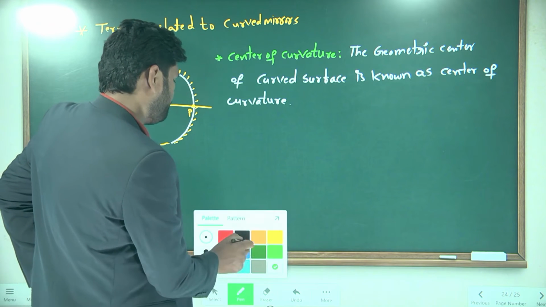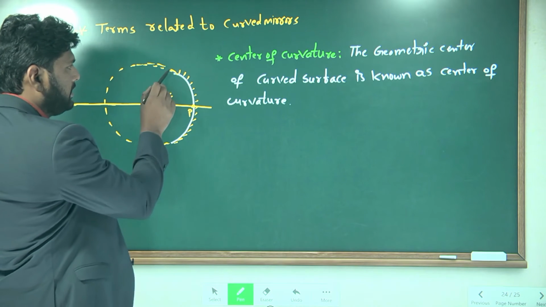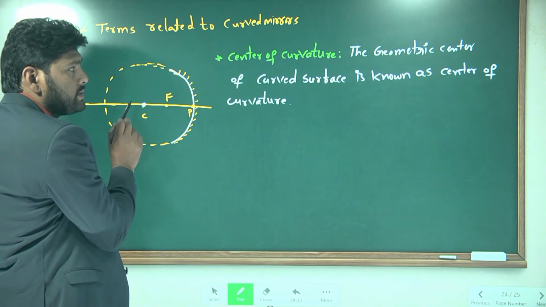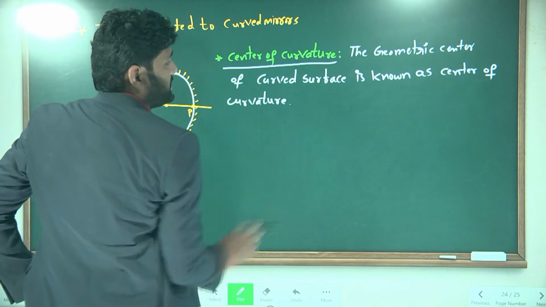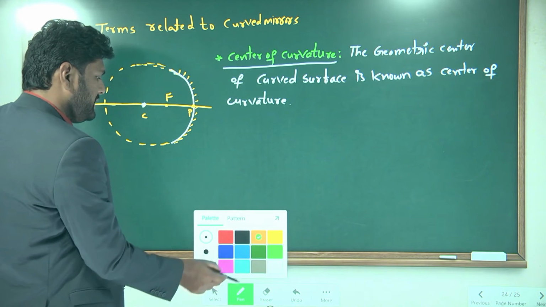Next one is, so that is nothing but here. This is called geometric center. For this curved surface, this is geometric center. This point is known as what? Center of curvature. Understand?